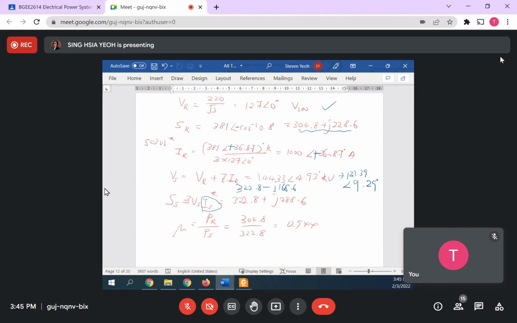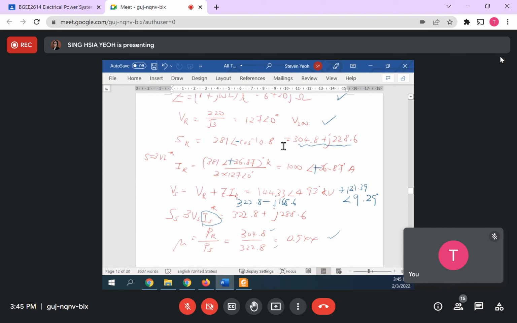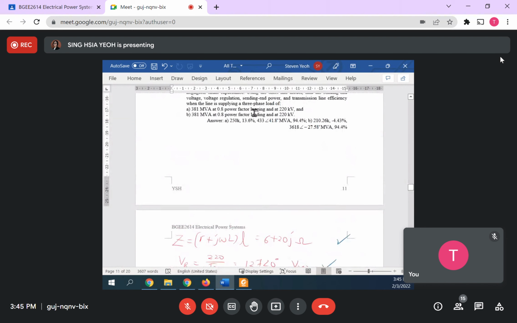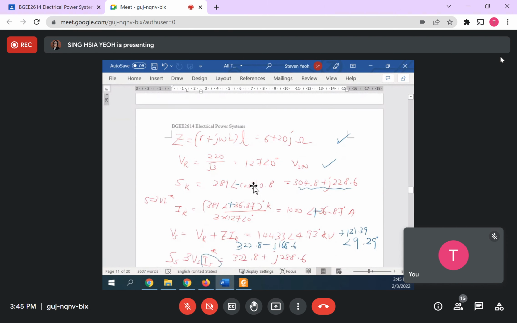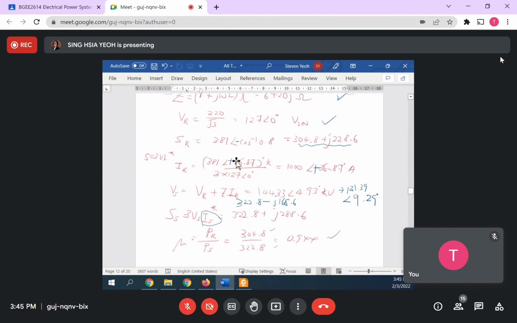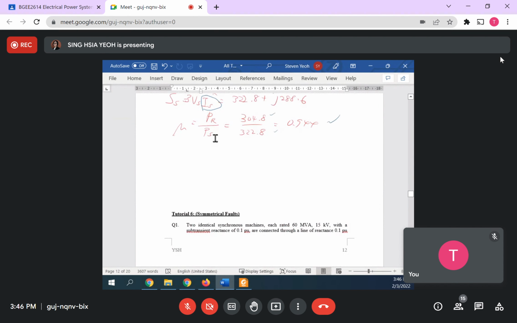Basically this one is still the same because the P value does not change. Only the Q value changes. So this is the difference between leading and lagging. It is basically only the current here, because of the negative for the complex power, then here becomes positive. Okay or not? If you are okay, it means we officially settle our tutorial 5.